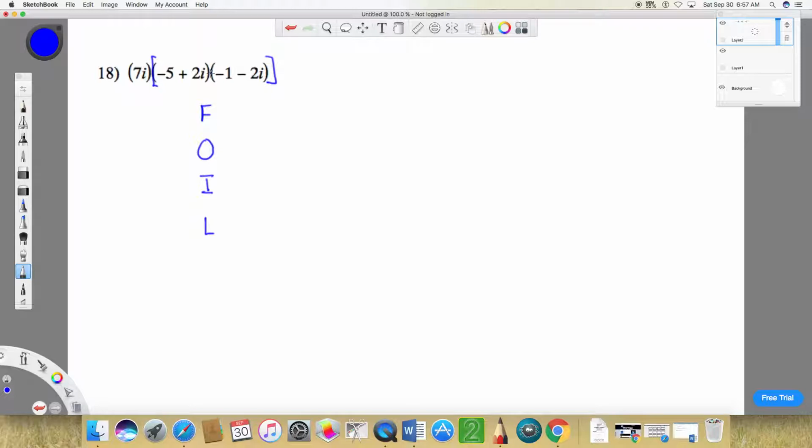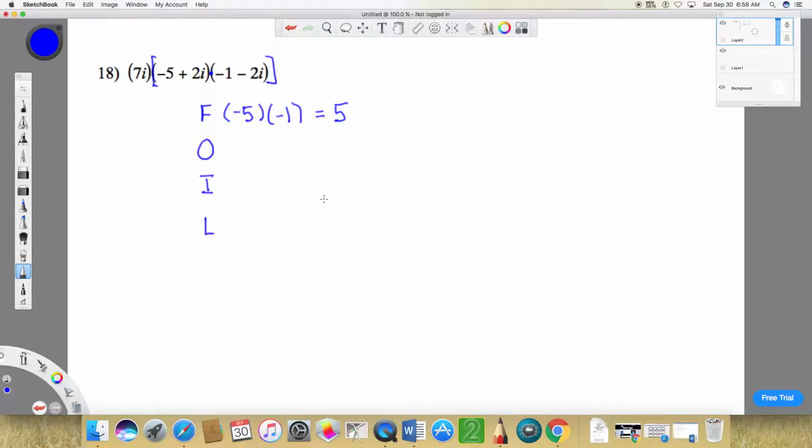Now, when you're doing FOIL, I always think of the multiplication symbol there as my center. And so I've got this first binomial and the second binomial. And the F in FOIL means to multiply the first terms of each binomial. So the first term in this first binomial is -5, and the first term in the second binomial is -1. And a negative times a negative is positive, and 5 times 1 is 5.